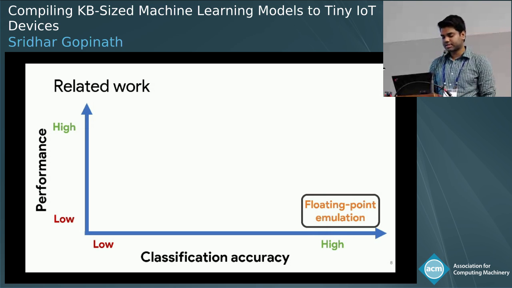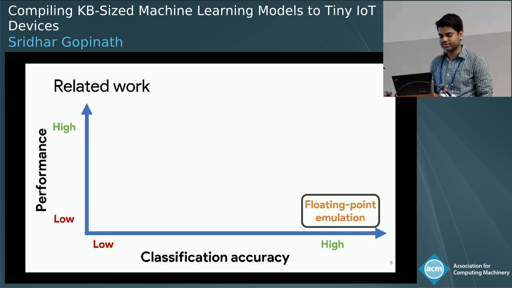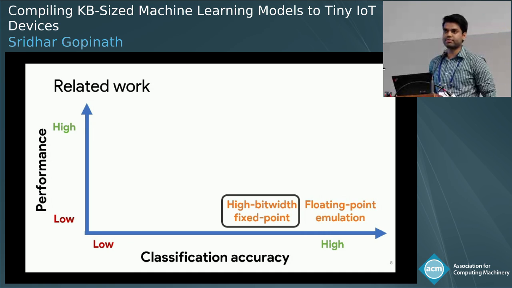This approach has zero developer overhead and provides high classification accuracies. However, emulations are very expensive and the performance on these devices becomes very low. Since floating point operations are very inefficient, another idea is to use fixed point representations, which only contain integer operations. There are a variety of tools that do this.